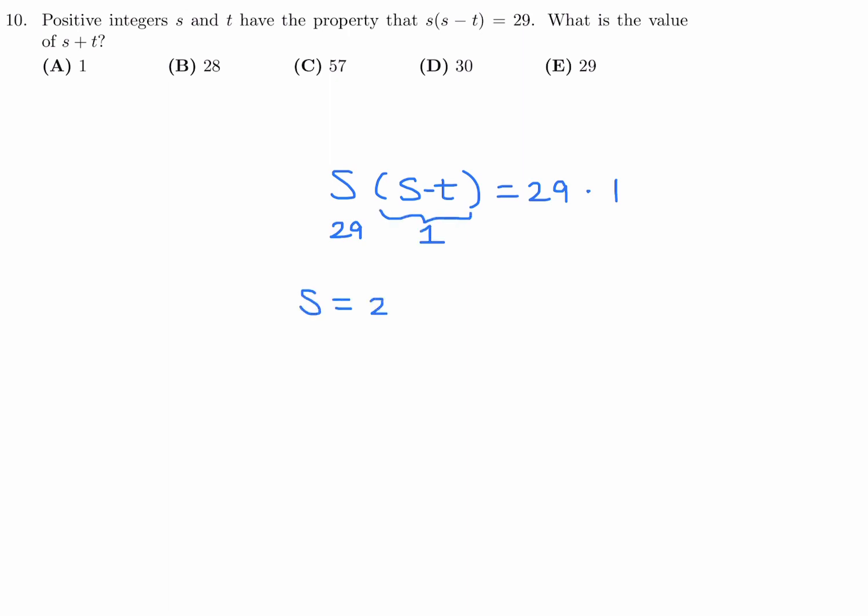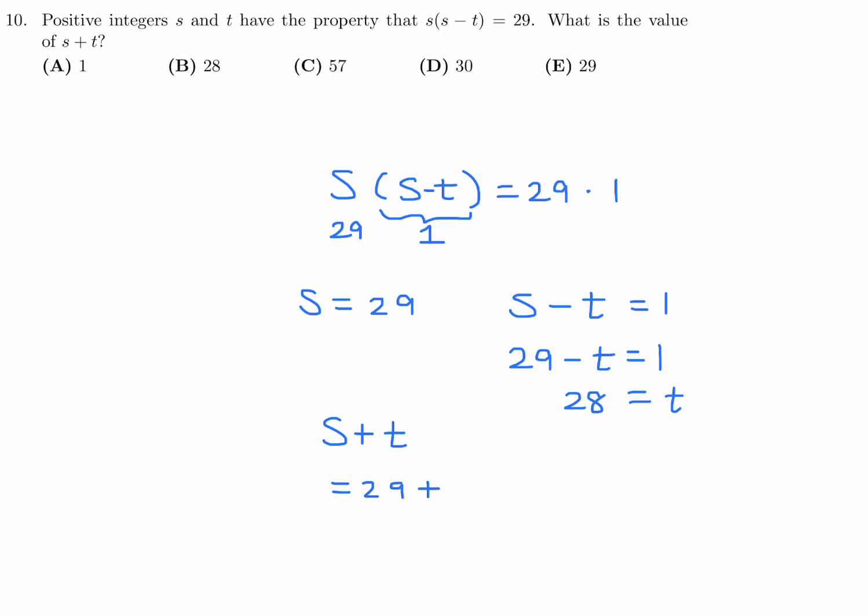Okay, so that means s is 29, and then s minus t is equal to 1. So that means 29 minus t is equal to 1, and therefore t is equal to 28. They want s plus t. Okay, no problem. s plus t will be 29 plus 28, and that is equal to 57. Number 10, the answer is C.